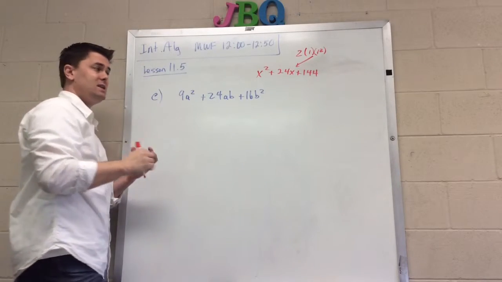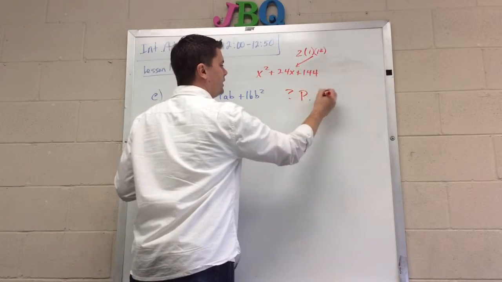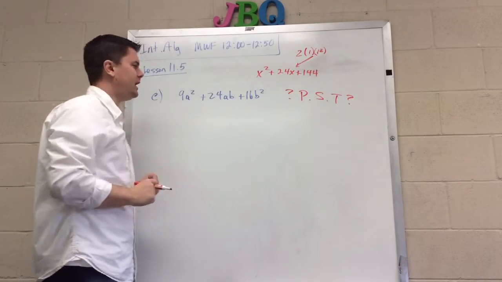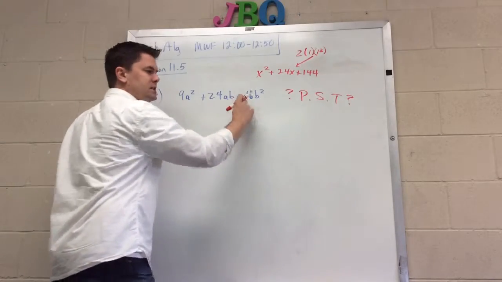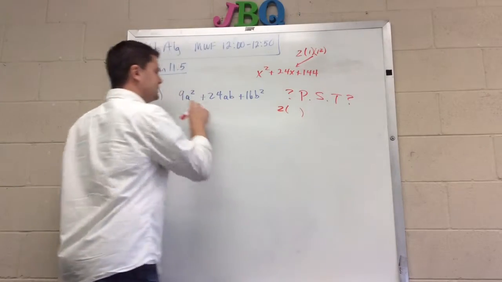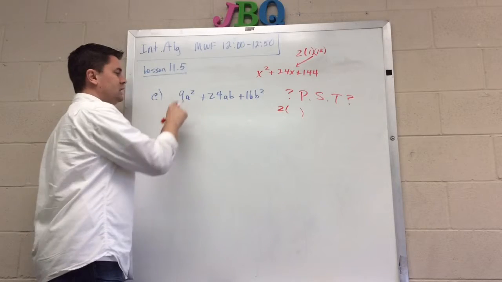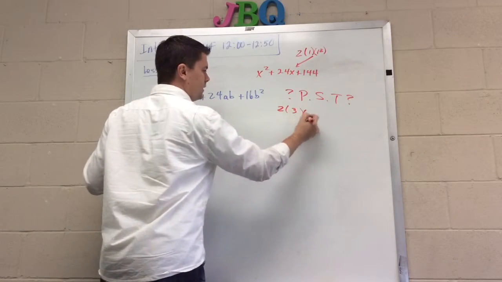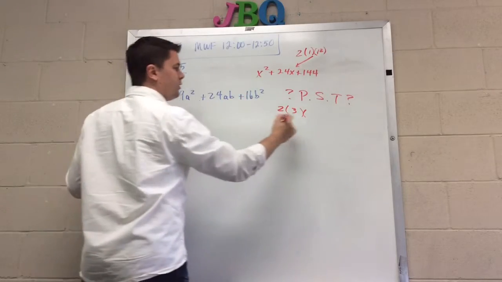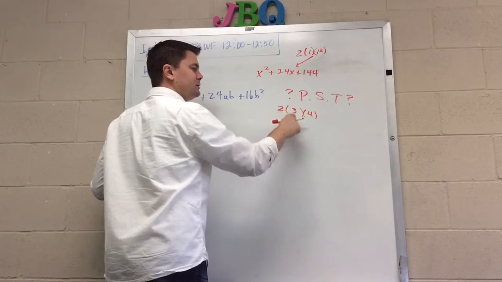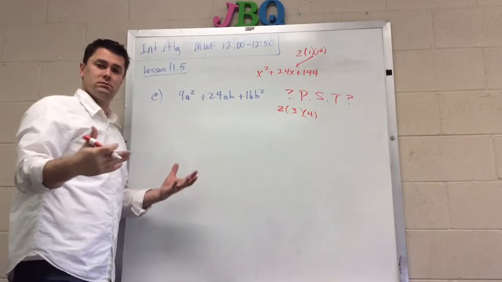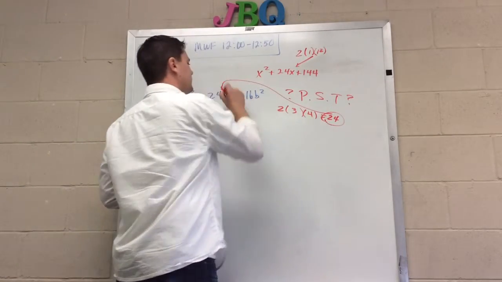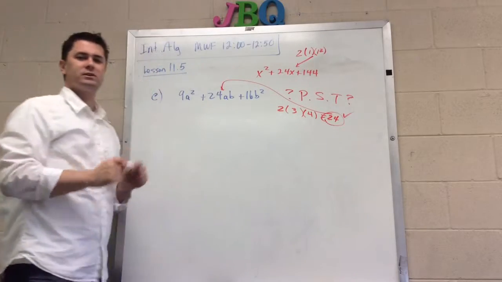So now, is this a perfect square trinomial? Here's how you find out. Square root this number, 2 times, what's the square root of the front and the back numbers? Square root of 9 is 3. Square root of 16 is 4. What's 2 times 3 times 4? 24. If that occurs, that's a perfect square trinomial.